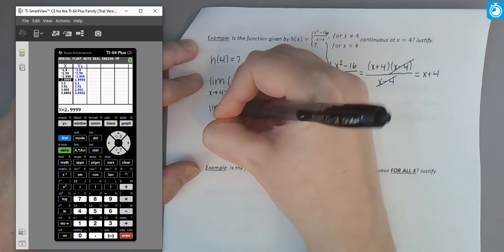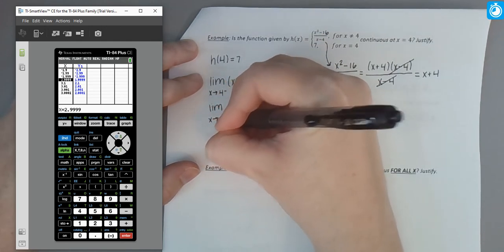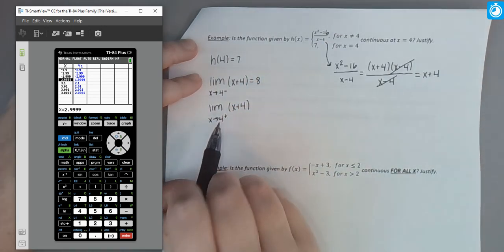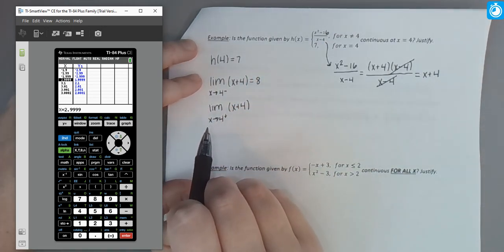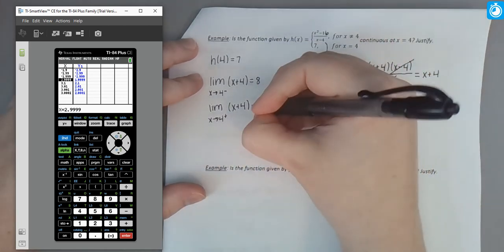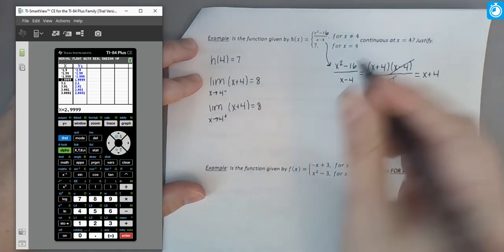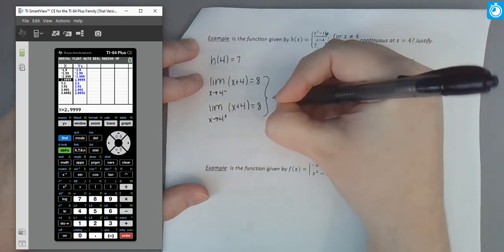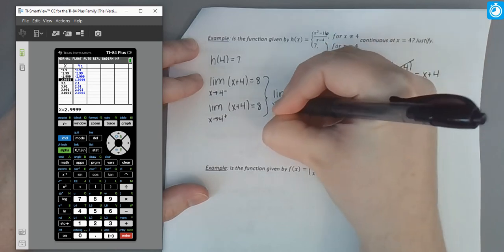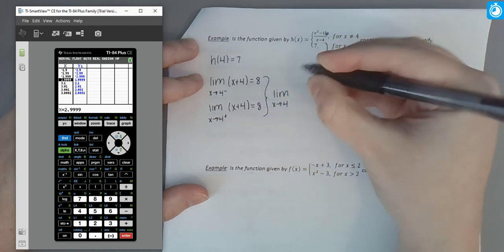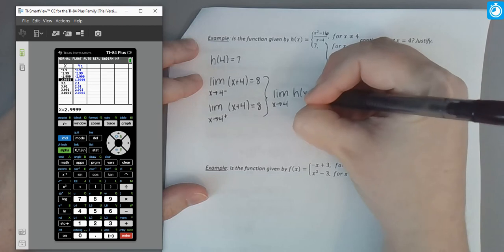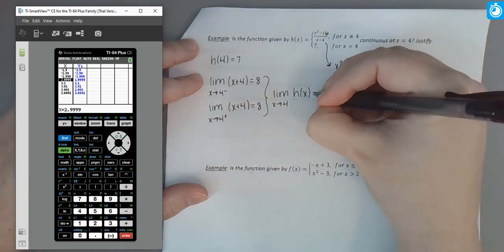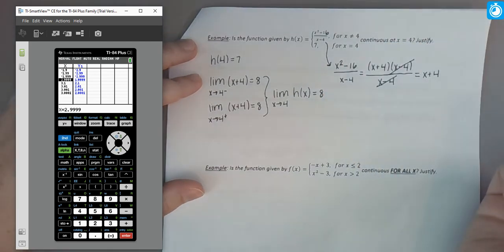And the same will hold true approaching from the right-hand side. If we add something a little bit bigger than 4, 4.1, 4.01, 4.001, we are approaching a value of 8. So the left-handed and right-handed limit are the same. So in this case, the limit does exist. So the limit as x approaches 4 in general for our function, not just for x plus 4, but for our actual function, is going to have a value of 8.